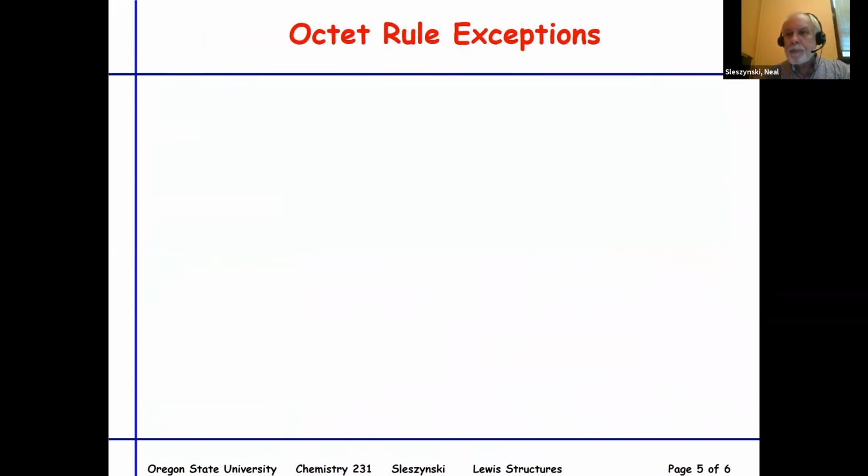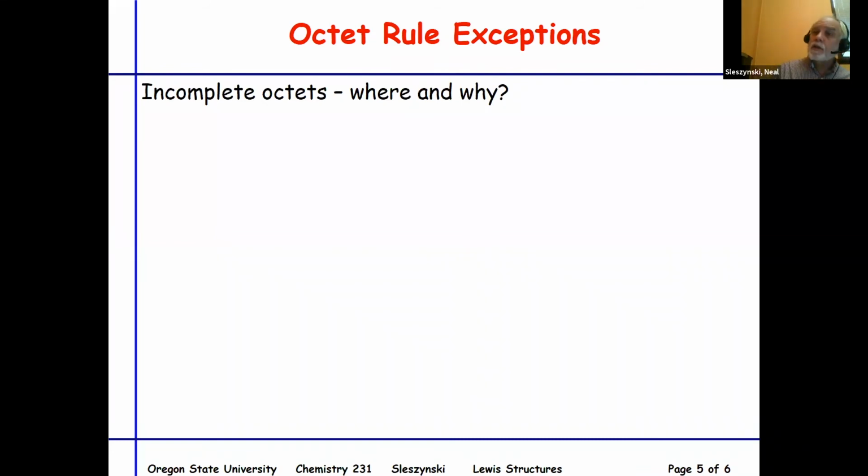Well, we have exceptions to the octet rule, and let's see where those exceptions show up. Sometimes we have incomplete octets, meaning we have not reached 8 electrons. Let's see where we will find that and why. We'll start by looking at a molecule like aluminum chloride.